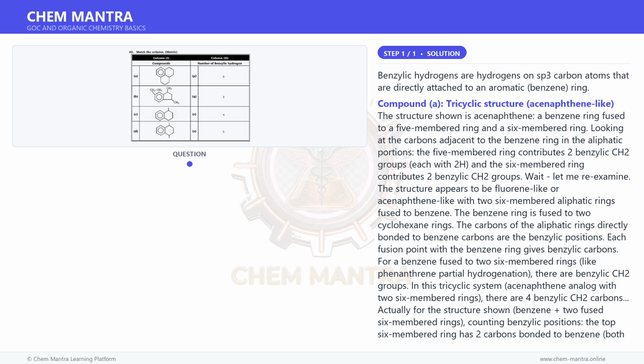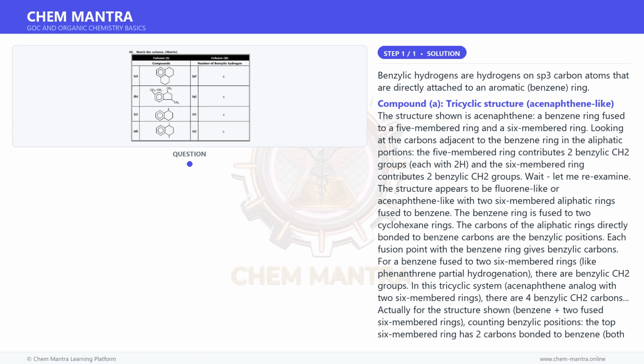Benzylic hydrogens are hydrogens on sp3 carbon atoms that are directly attached to an aromatic, benzene, ring. Compound A, a tricyclic structure, acenaphthene-like. The structure shown is acenaphthene, a benzene ring fused to a 5-membered ring and a 6-membered ring. Looking at the carbons adjacent to the benzene ring in the aliphatic portions, the 5-membered ring contributes benzylic CH2 groups, each with 2H, and the 6-membered ring contributes benzylic CH2 groups.